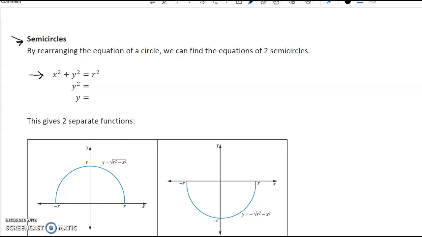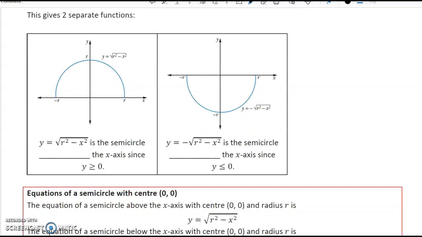So making y the subject here, we subtract x squared off both sides, so we get y squared equals r squared minus x squared. And then we square root both sides, and so we get y equals plus or minus the square root of r squared minus x squared. And so we've got two functions here: one with a positive at the front and one with a negative. So you can see those two functions below graphically. The positive version here and the negative version there.